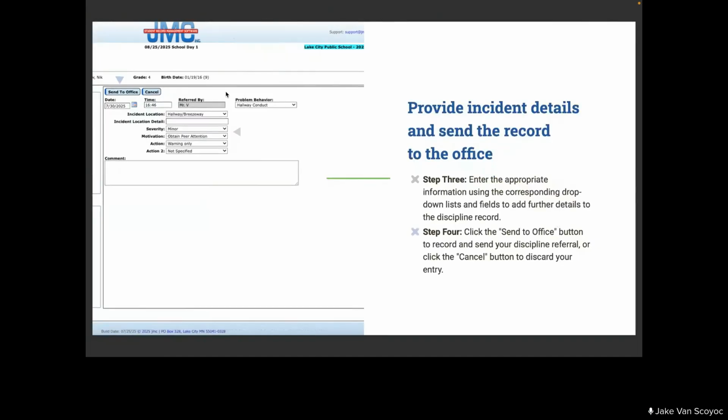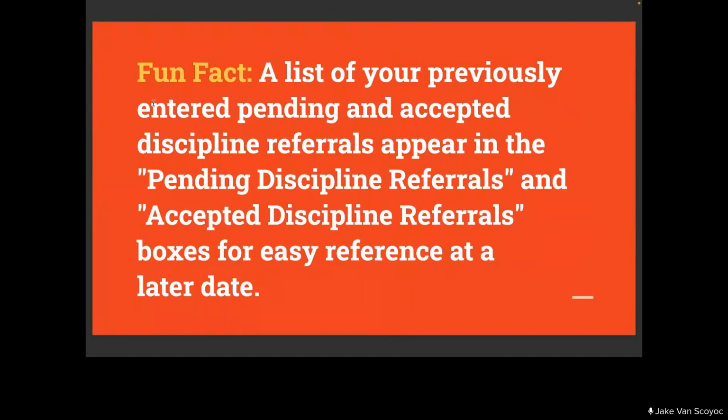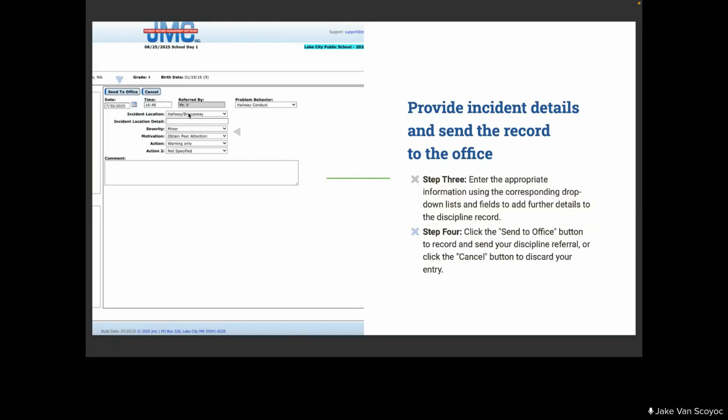From here, it's just a matter of filling in fields. The date and the time field are auto-populated, as well as the referred by field. You can change the date. So if you're actually creating a discipline record for something that happened yesterday, you can change this date to yesterday's date, for example. You can change the time if you need to. The teacher, as long as you're logged in as a teacher, that referred by is going to be who you're logged in as.